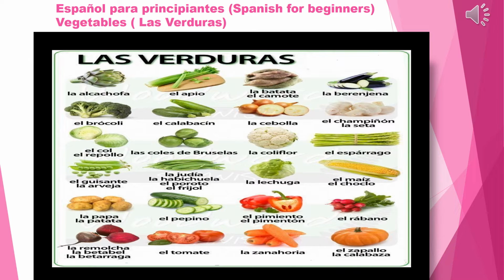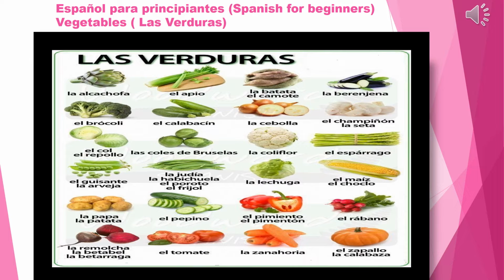The second one is el apio. So el apio is the celery. So also celery, I don't think most Africans eat that. Celery. But okay, el apio. You repeat after me. So that is the celery in English.